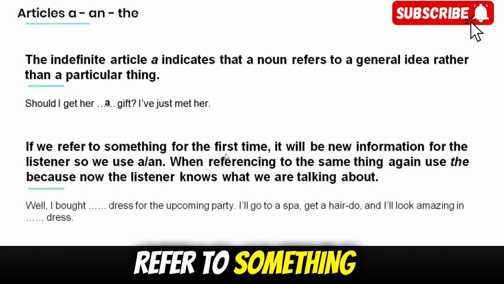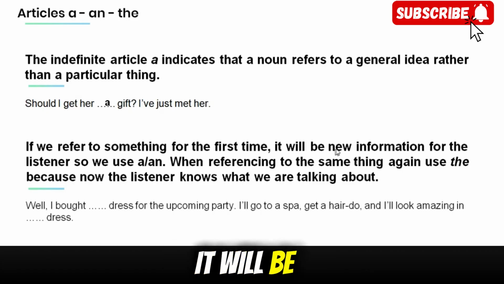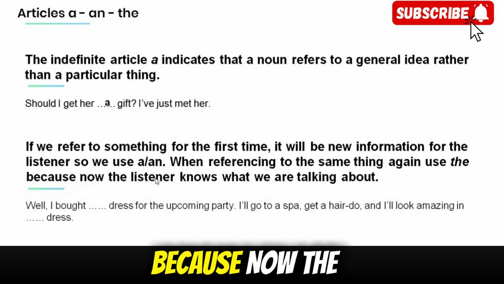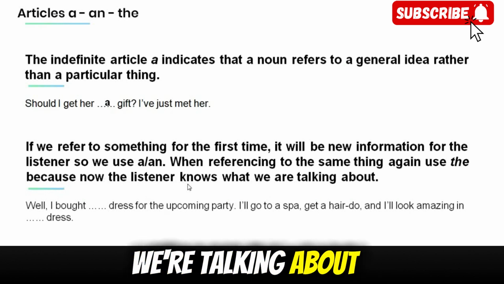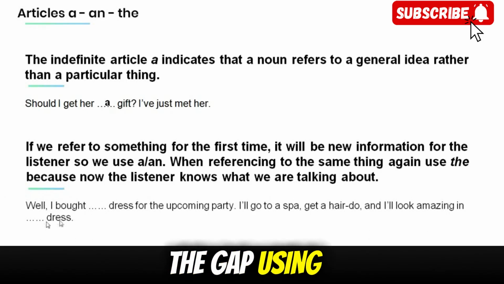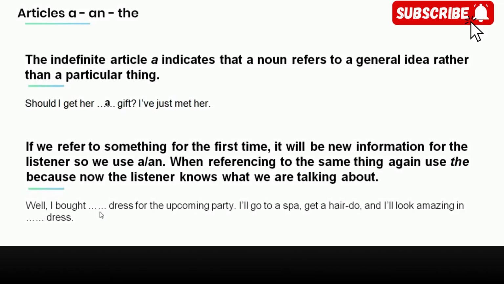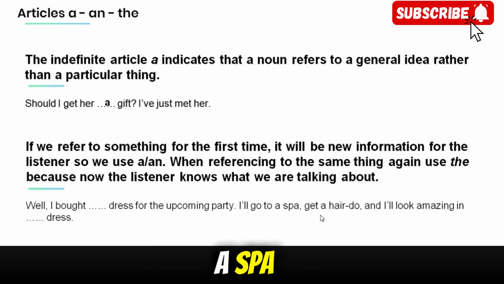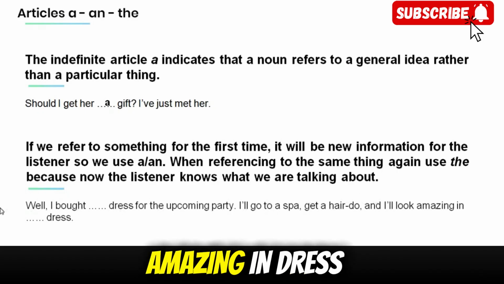Now, if we refer to something for the first time, it will be new information for the listener. So we must use a or an. And when referring to the same thing again, make sure to use the, because now the listener knows what we're talking about. Have a look at the sentence below and fill in the gap using the appropriate article. Well, I bought a dress for the upcoming party. I'll go to a spa, get a hairdo, and I'll look amazing in the dress.